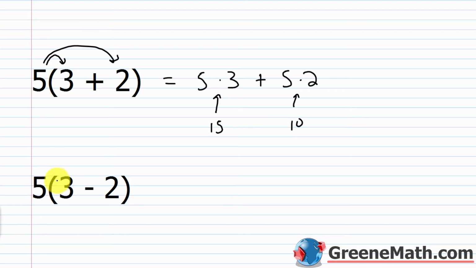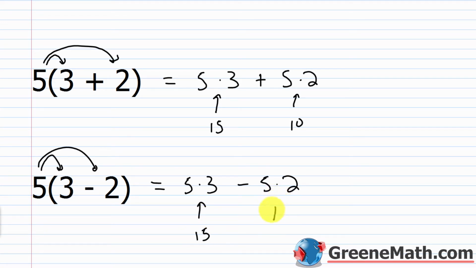Last one here, we have 5 times the quantity 3 minus 2. So 5 times 3 minus 5 times 2. And again, if you want to see that this is mathematically valid, 3 minus 2 is 1. 5 times 1 would be 5. If I look here, 5 times 3 is 15. Again, 5 times 2 is 10. 15 minus 10 is again 5.